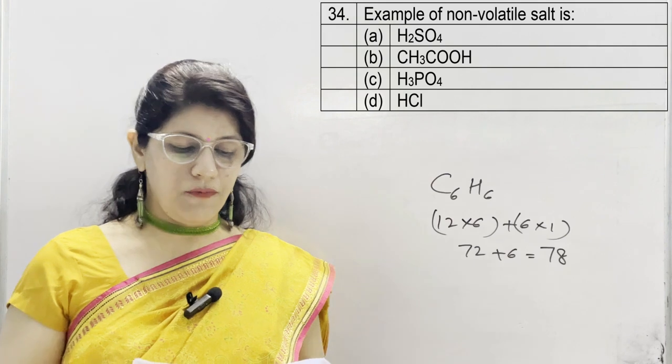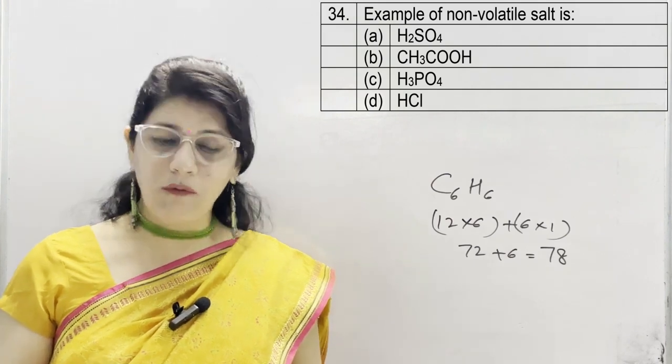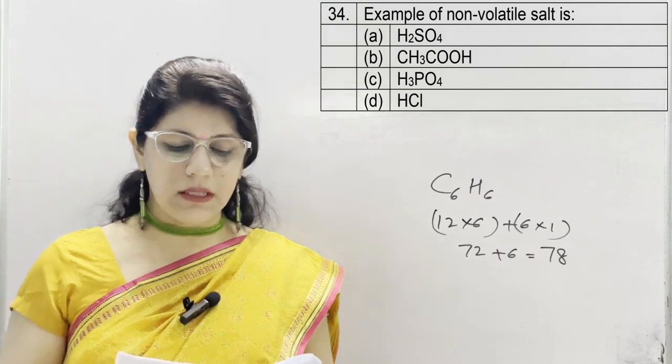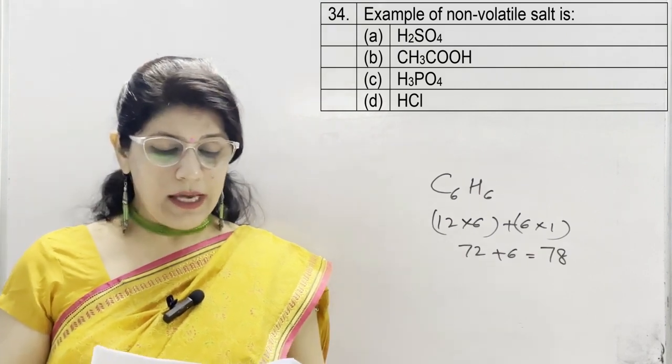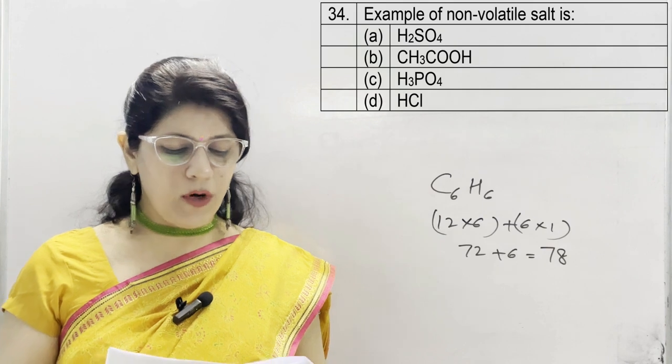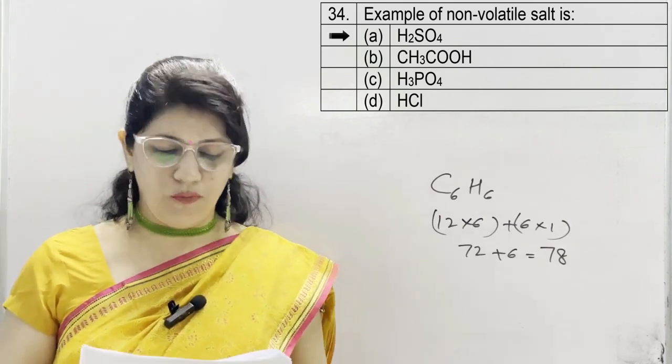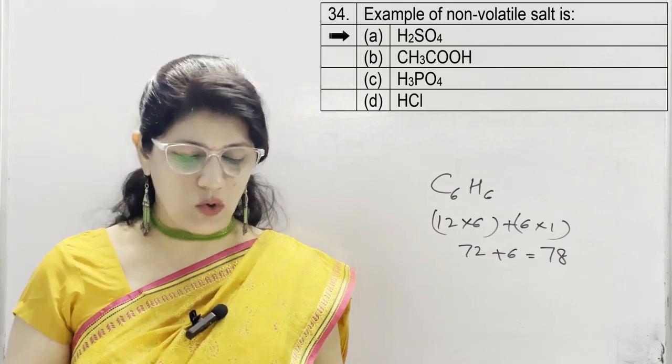In question number 34, example of non-volatile acid is: A option is H2SO4, B is CH3COOH, acetic acid, and C is H3PO4, and D HCl. And correct option is H2SO4, which is non-volatile.